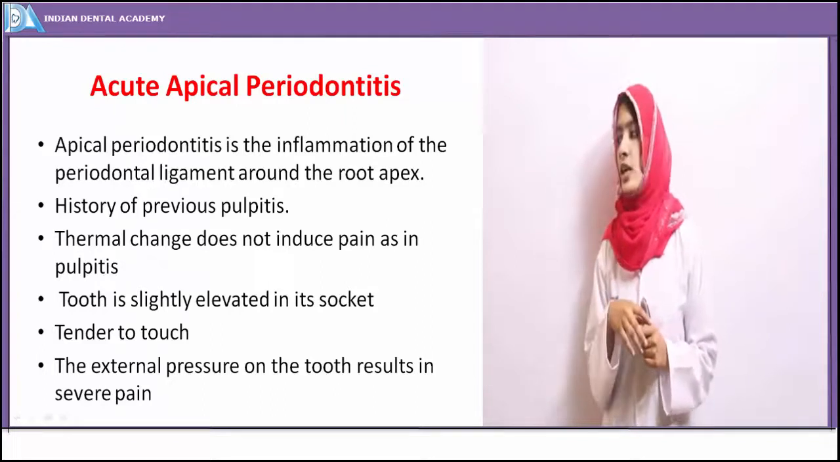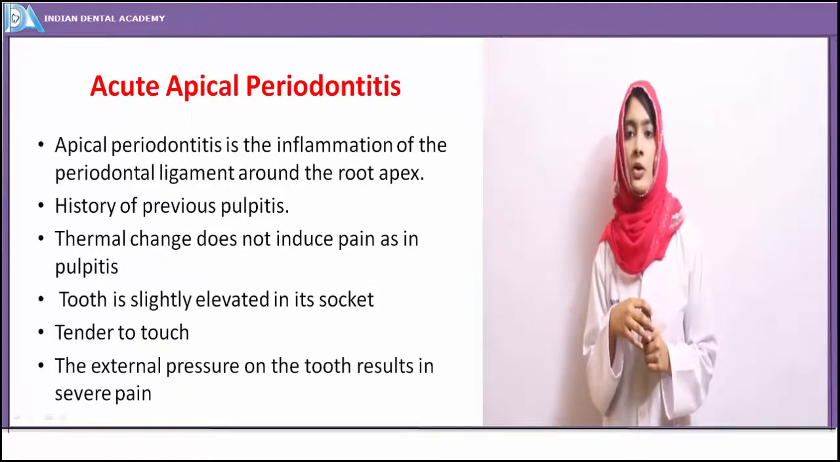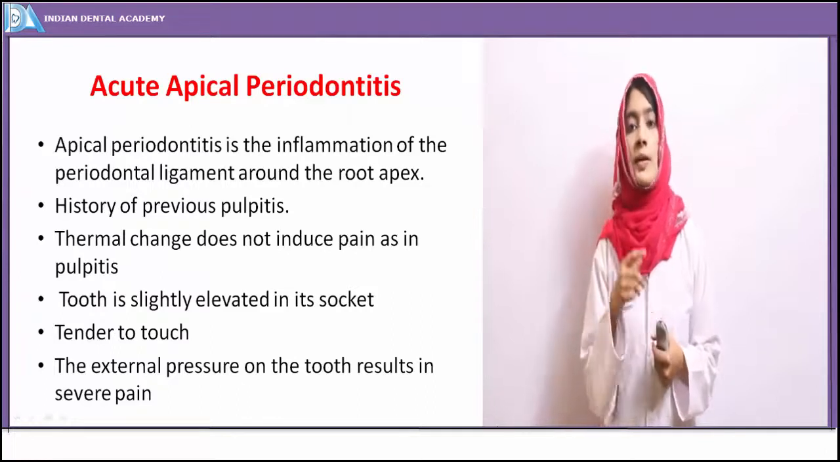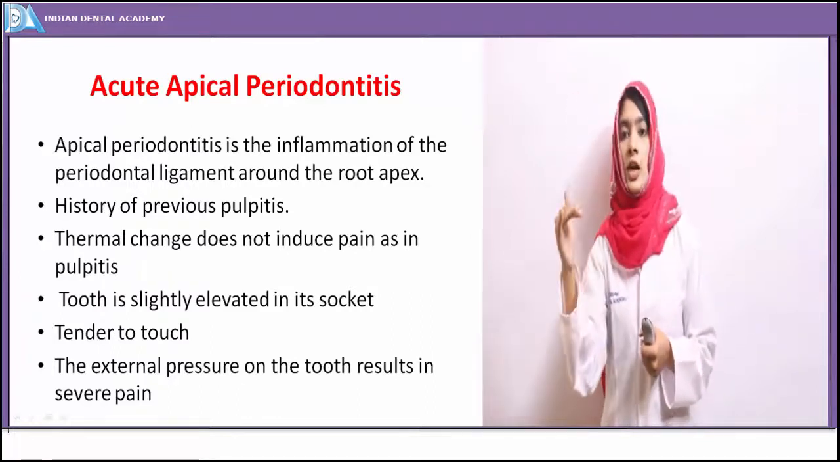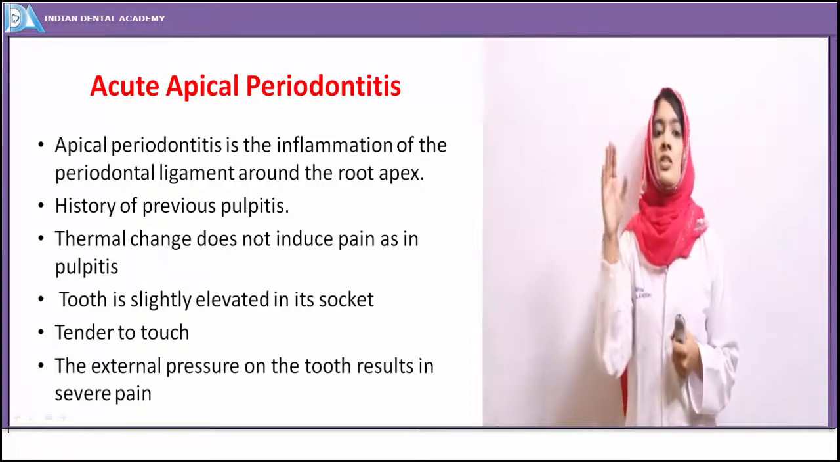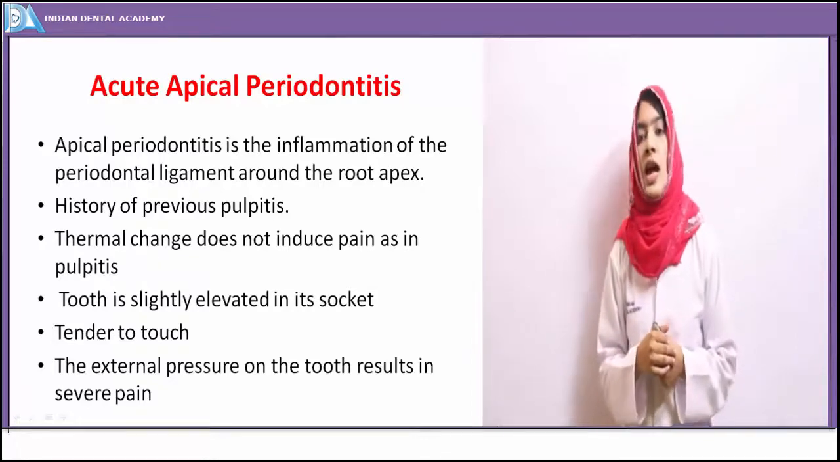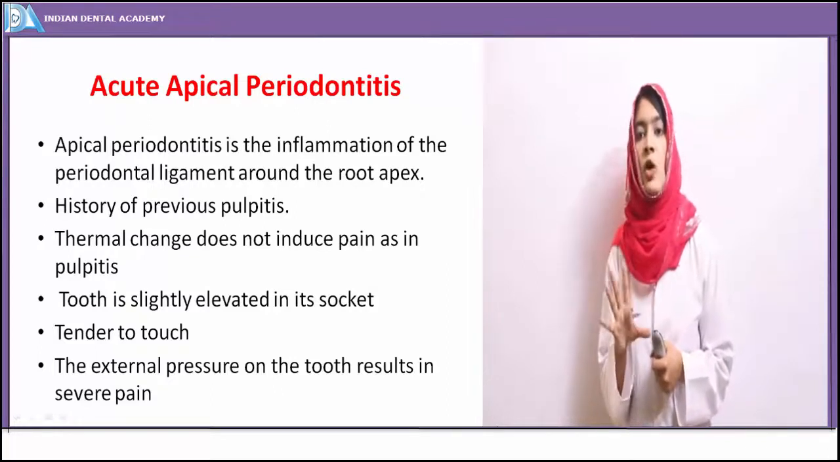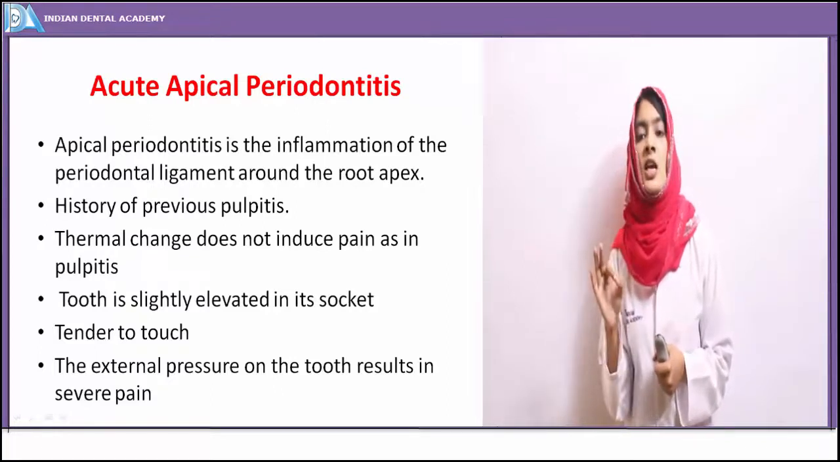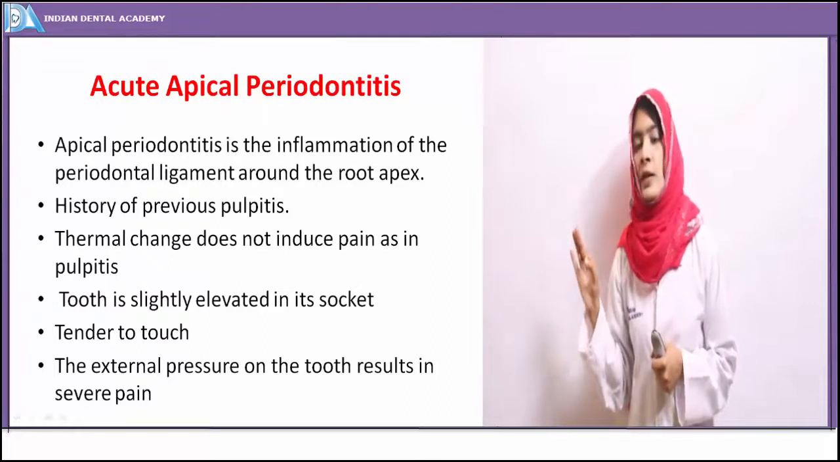Acute apical periodontitis is nothing but the inflammation of the periodontal ligament around the root apex, and the etiology is nothing but a pulpitis, either a chronic one or an acute pulpitis. It just progresses to involve the periodontal ligament, and an obvious clinical history of previous pulpitis involving the pulp will be present in acute apical periodontitis.